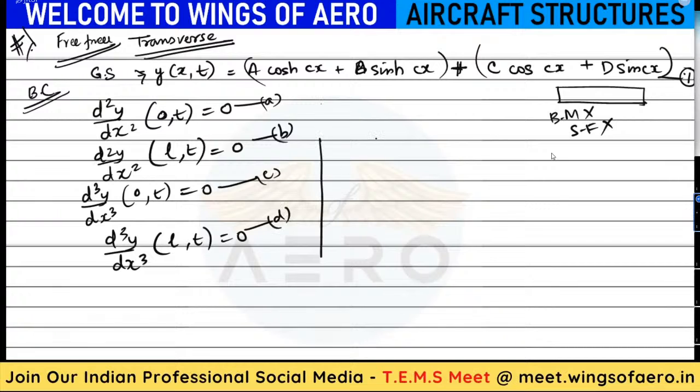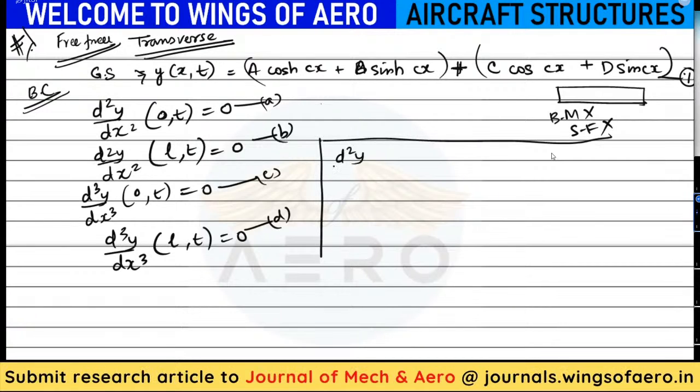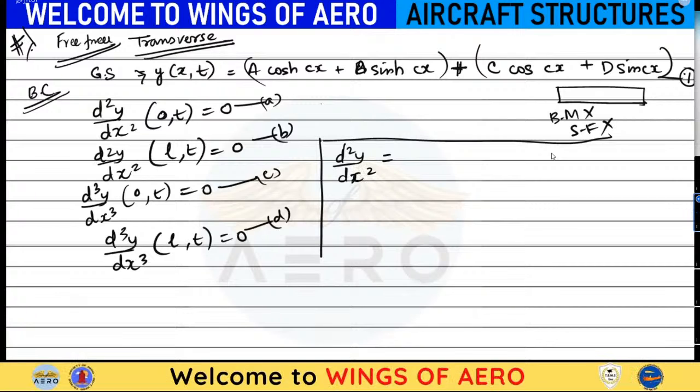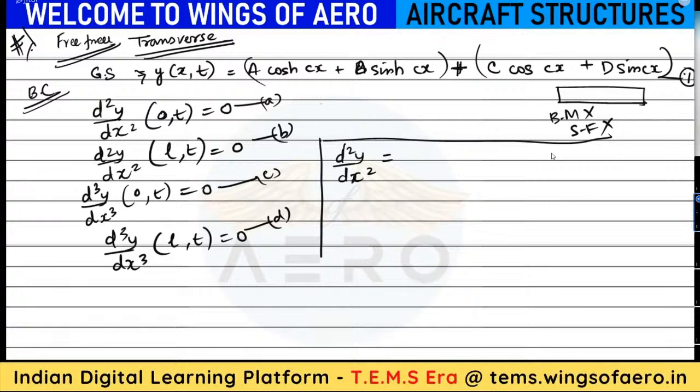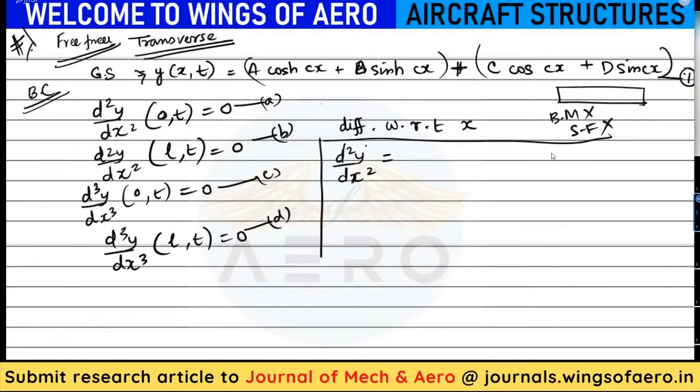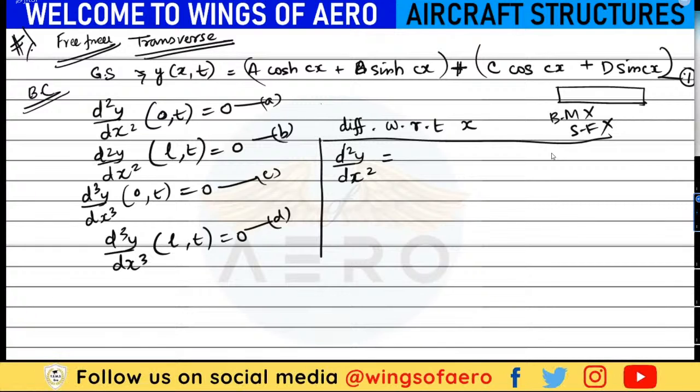Differentiate the equation and tell me what equation you're getting, the value of d square y by dx square. Here it is not partial differentiation, right? It is ordinary differentiation. So differentiate the equation with respect to x, and tell me what you're getting, d square y by dx square. I'm waiting for your answer.